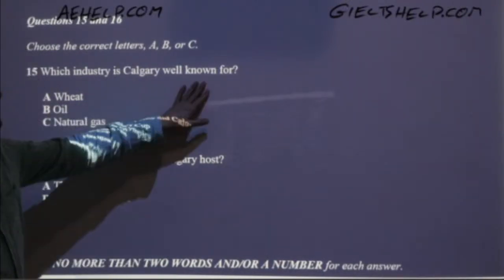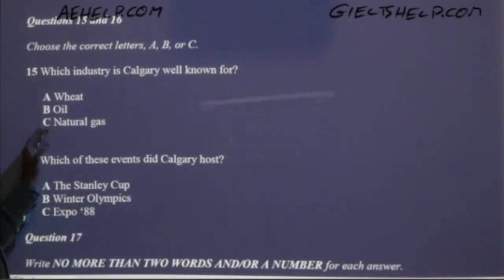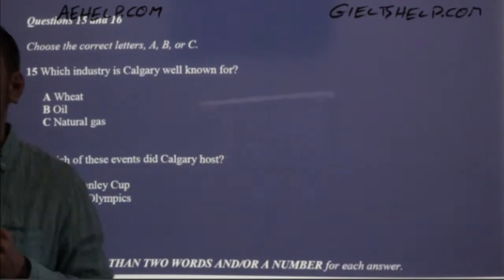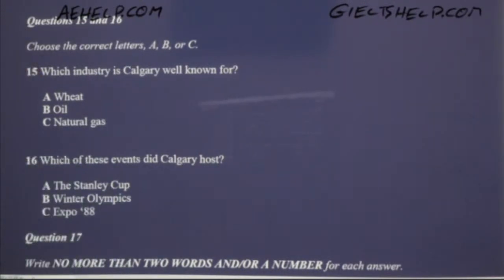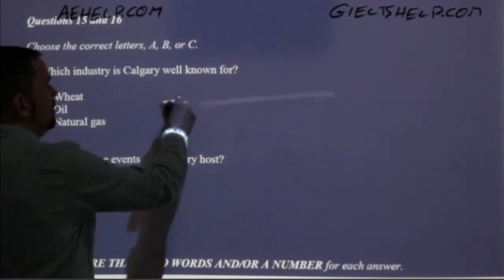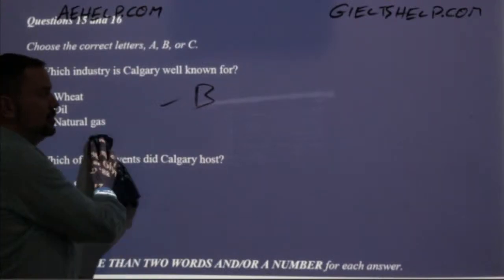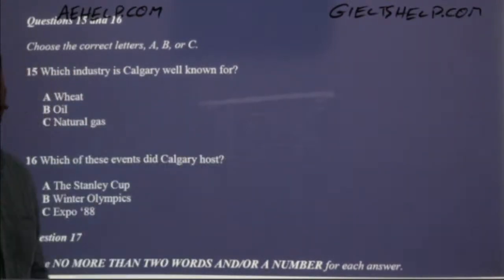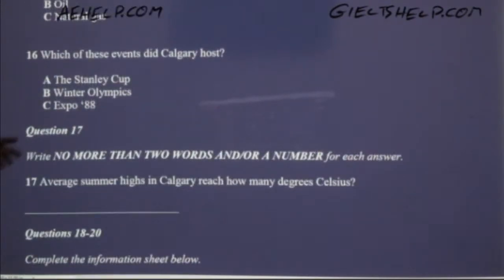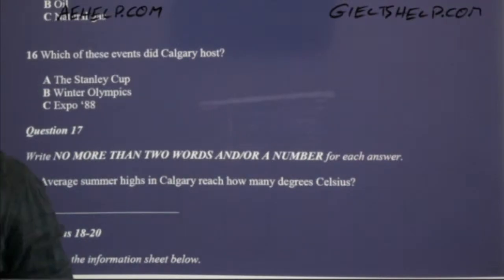Which industry is Calgary well known for? Wheat, oil, natural gas. Although in the last few years, this industry has declined. But they're well known for B. That's right, for oil. Okay, Calgary and Alberta produce oil. Very good. So number 15 was B. Number 16, which of these events did Calgary host? Winter Olympics, Expo 88, or the Stanley Cup? A, B, or C? Sakti says it's B. Butir, Roshan agree. Yeah.